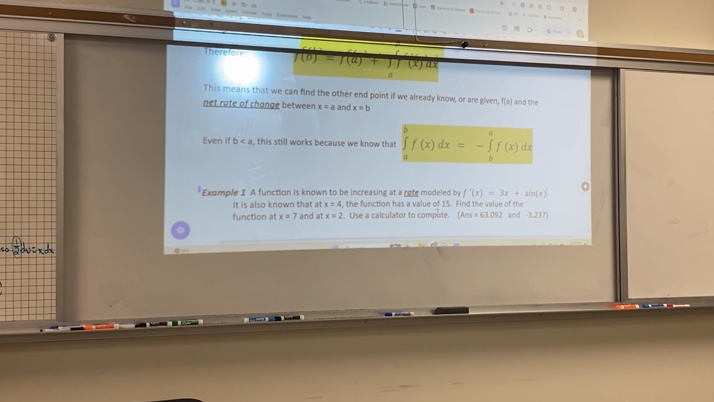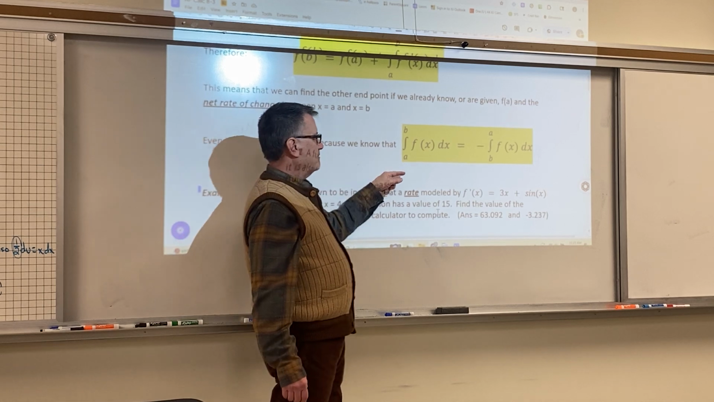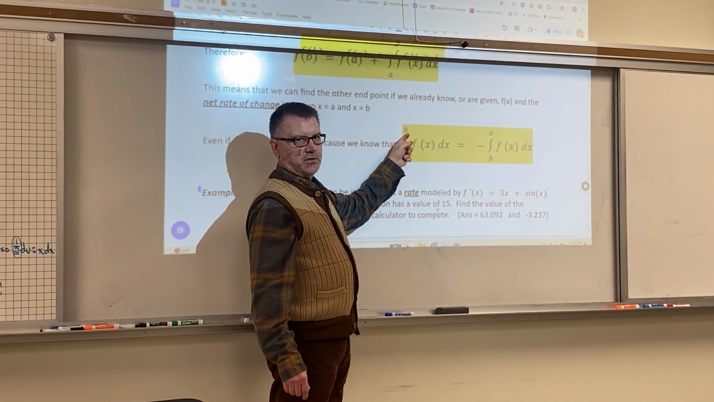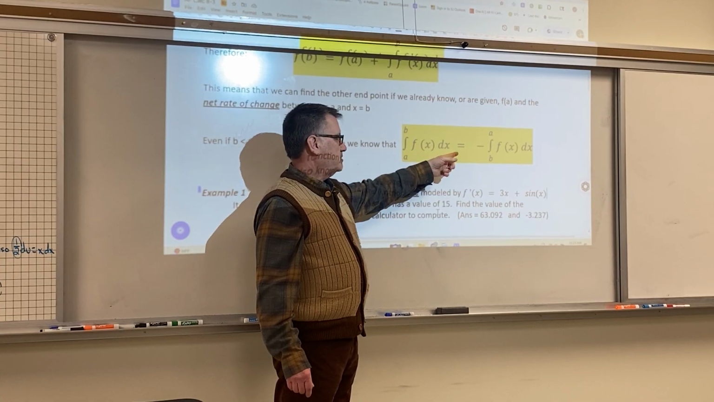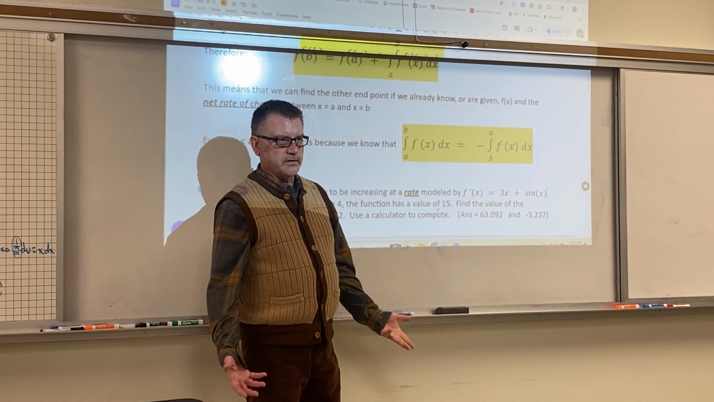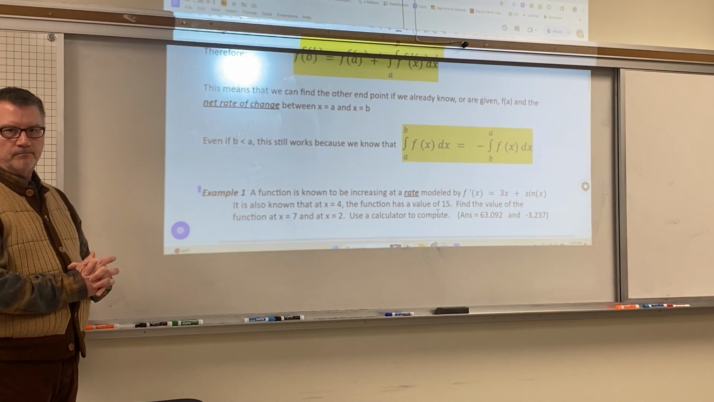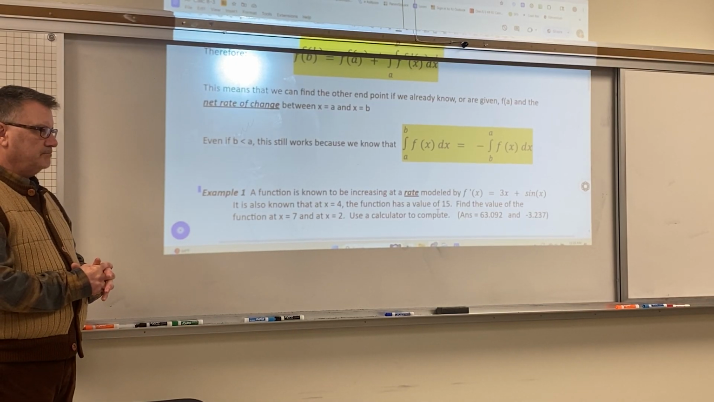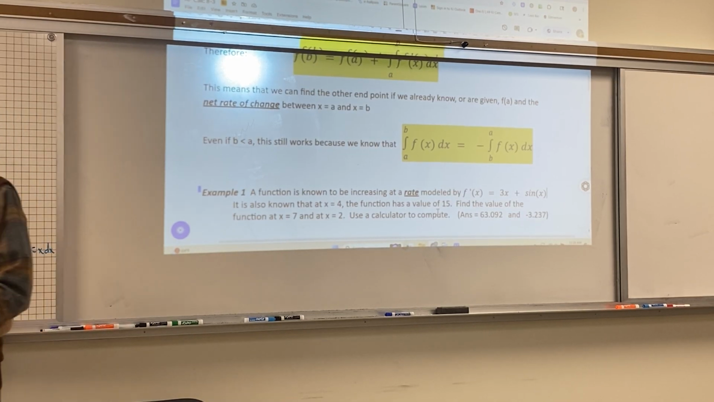It even works if b is less than a, because I know this to be true. So even if they gave me a bigger number to a smaller number, I can flip it and just do the opposite, because I know that's true. So it works whether you're going from small to big or big to small. Cool? Okay. Let's do some examples.